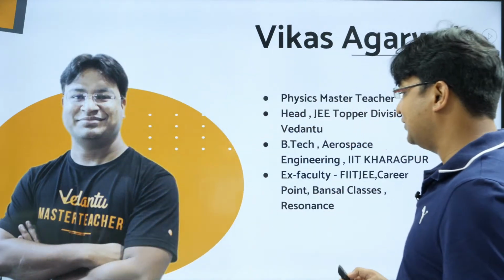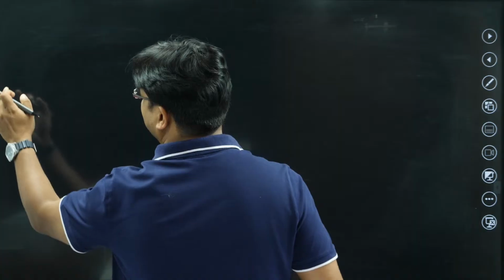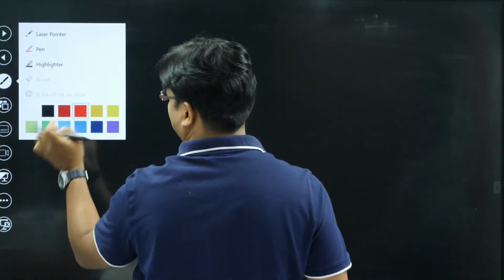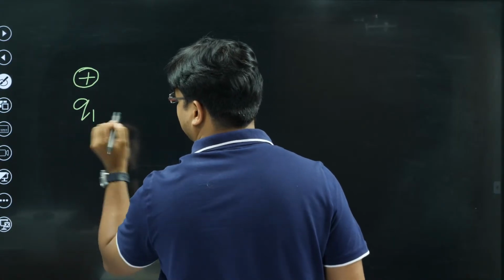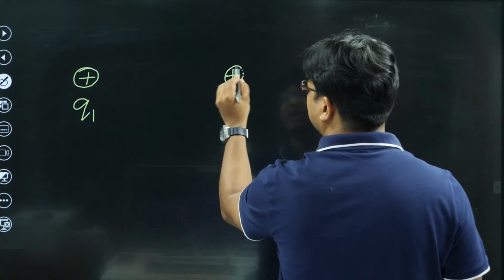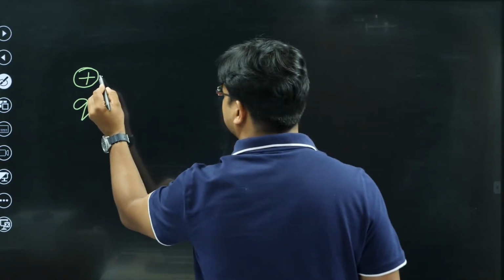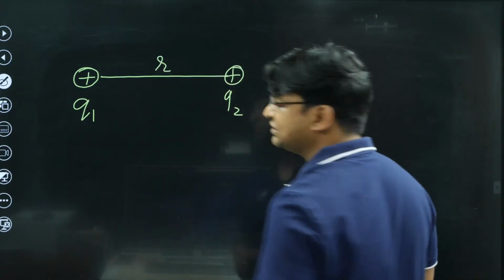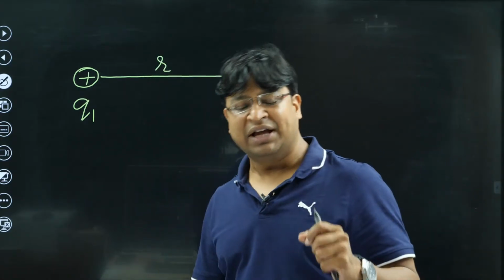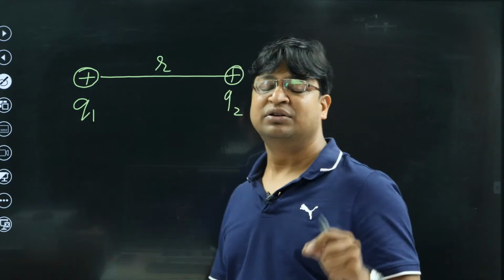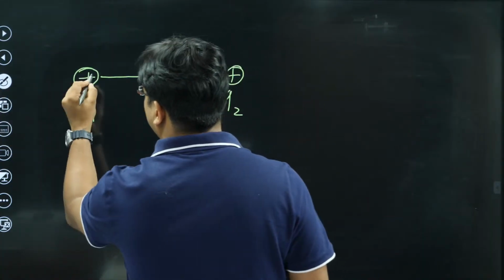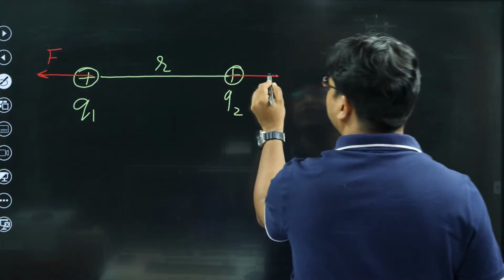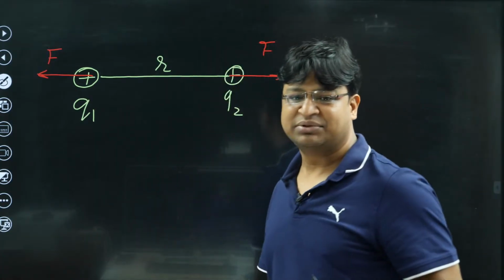So guys, let's see what we are going to learn today. We know that if there is a positively charged particle of charge q1, and there is, let's say, another positively charged particle of charge q2, and they are separated by some distance, let's call this distance r, then we know that these particles will repel each other. What we don't know yet is how much force they will exert on each other.